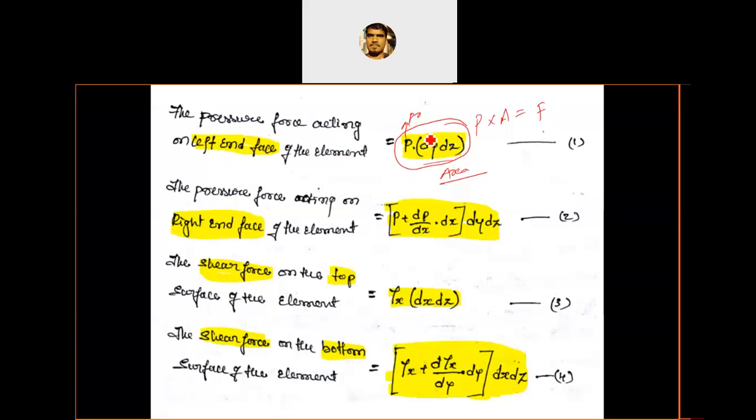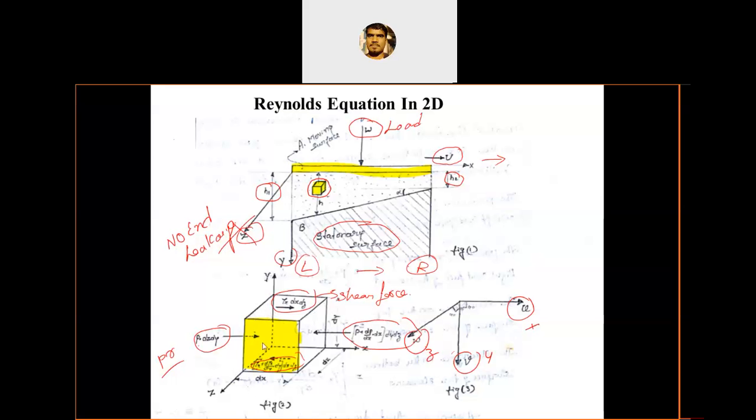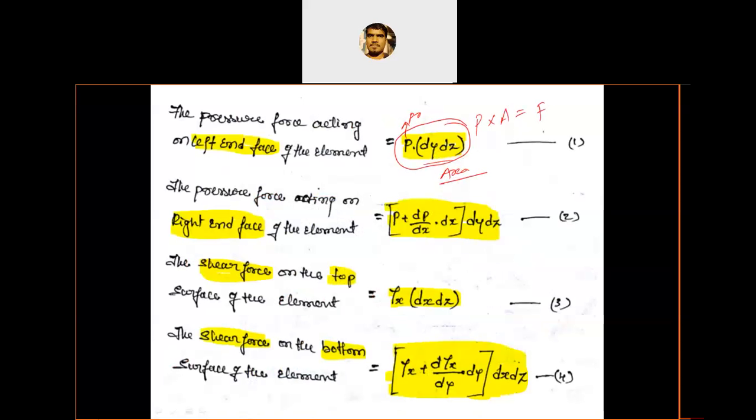So the pressure is acting on this area. That's why pressure into area gives the force here. So P into dy dz. Similarly, the pressure force acting on the right face is P plus dP by dx into dx, times the area dy dz. This is equation 2. We can call them equation 1 and equation 2.